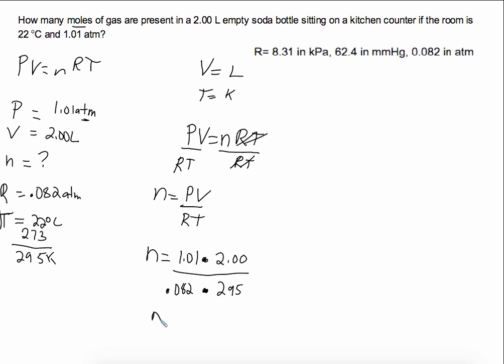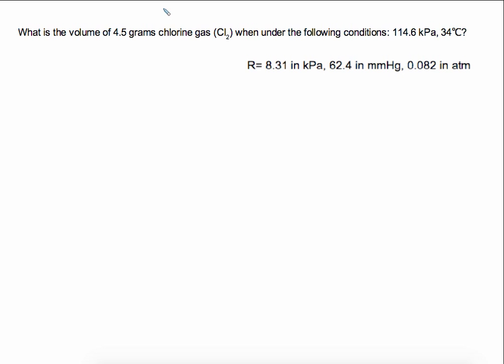So now if we take the calculator, push the buttons with me. Some people I noticed on the last quiz had a problem. You're going to take 1.01 times 2, then you're going to divide that by 0.082, hit the divide button again, because it's on the bottom. You divide by everything on the bottom, and you should get 0.084. And N, the unit is moles. Okay, let's try another one.